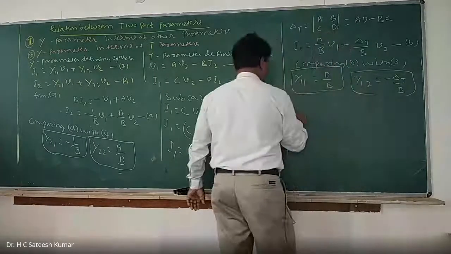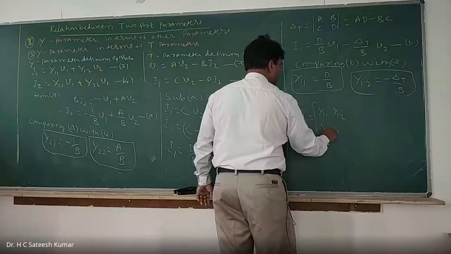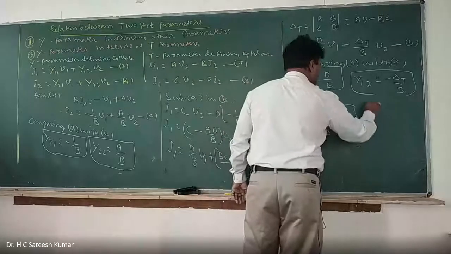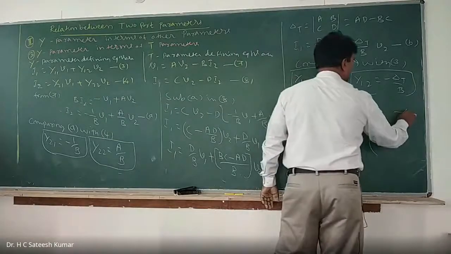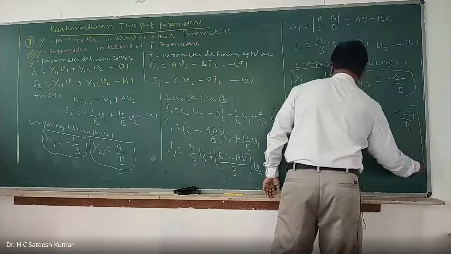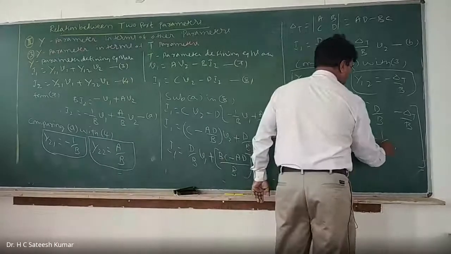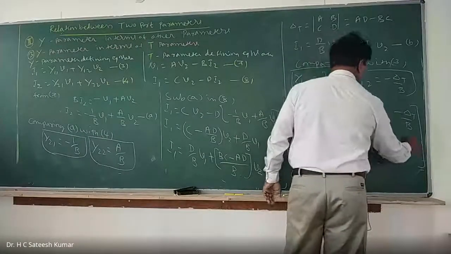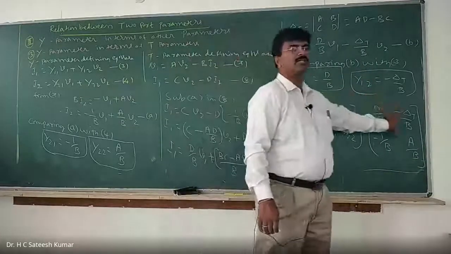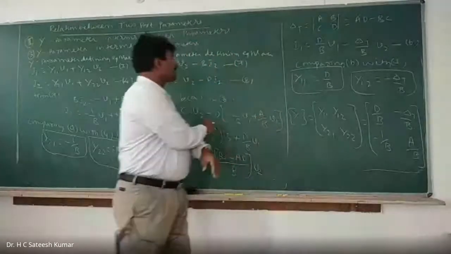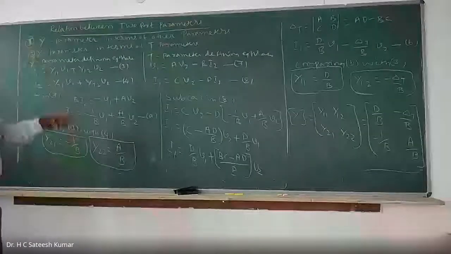Now, Y parameter in terms of T parameters: Y11, Y12, Y21, Y22 is equal to Y11 is D by B, Y12 is minus delta T by B, and Y21 is minus 1 by B, Y22 is equal to A by B. That's how Y parameters are represented in terms of T parameters. So that's about the representation of Y parameter in terms of Z parameter, H parameter and T parameter.